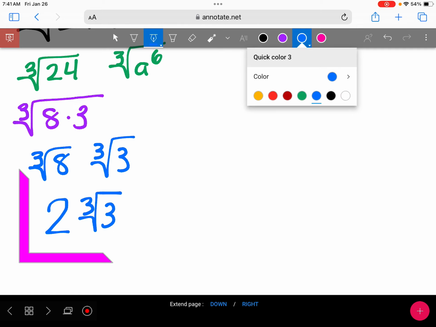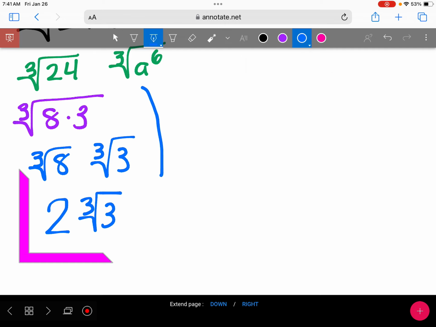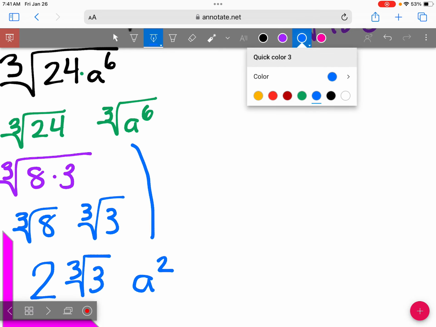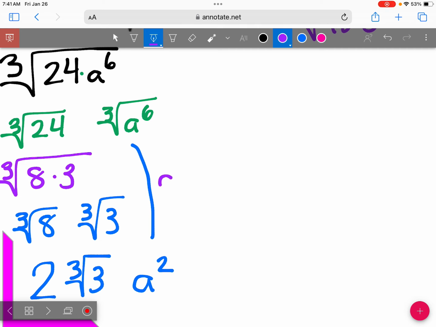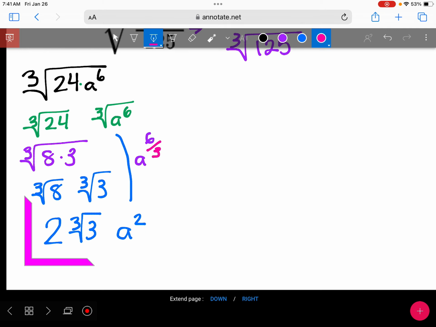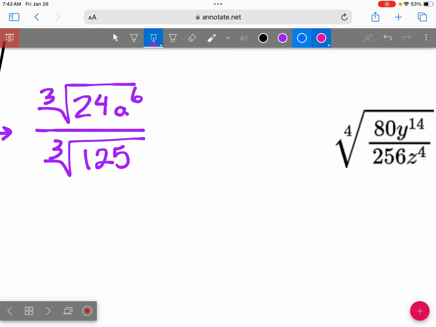How about for the cube root of a to the 6th? Yeah, this one we can just bring on down. That one's just a squared. We're going to take our power divided by our index. So it's a to the 6 over 3, and that's how we get that a squared. So our numerator in our fraction up here becomes 2a squared cube root of 3, because we put everything outside the root in front and inside the root at the end.